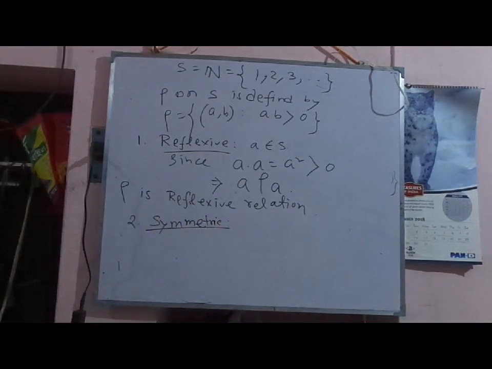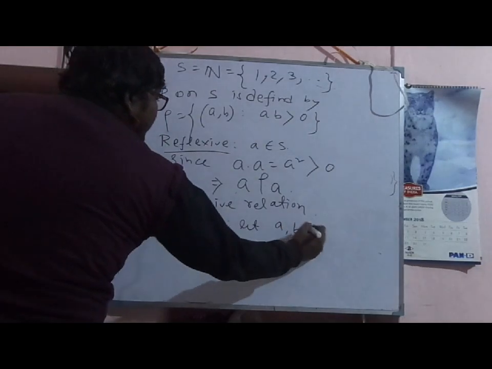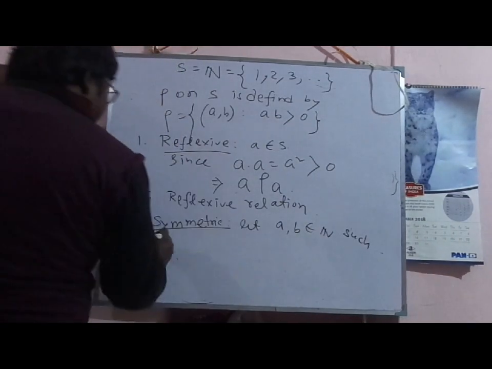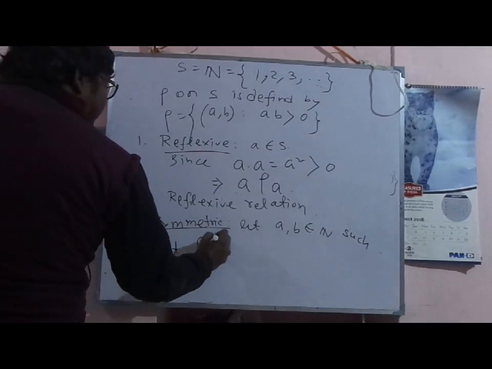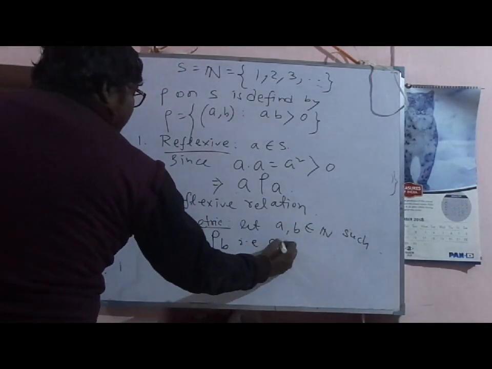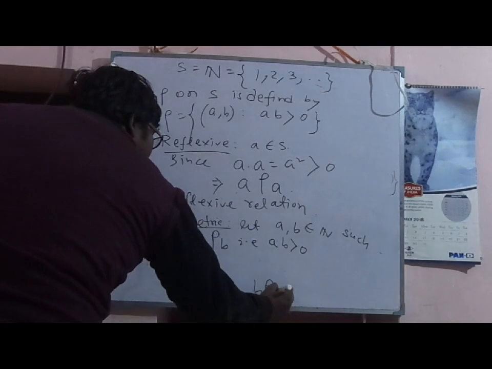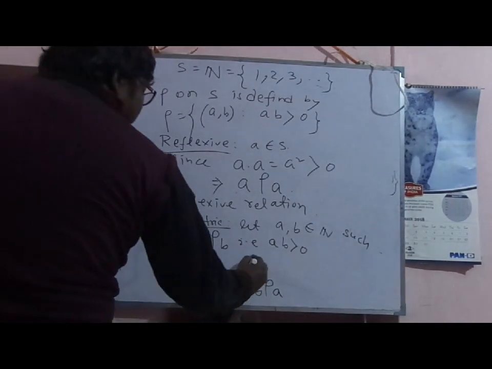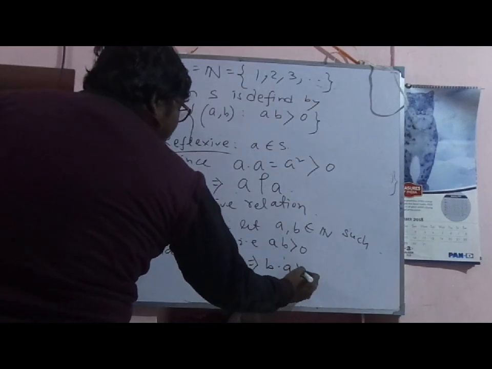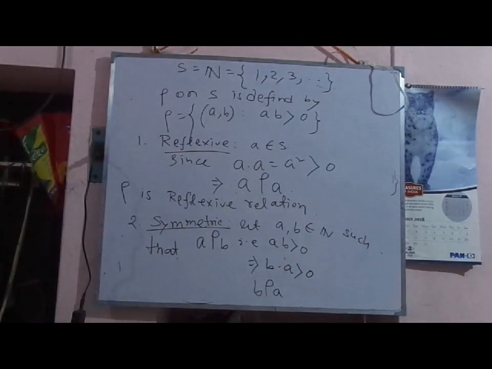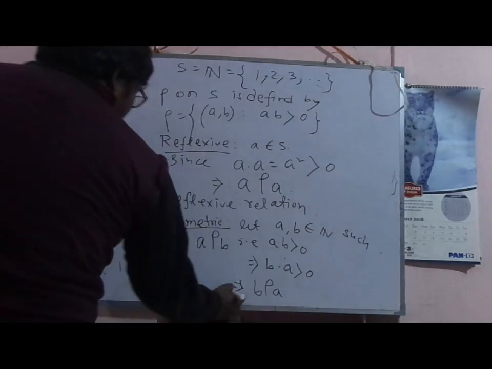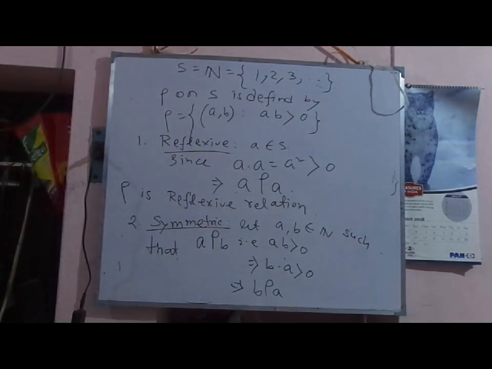For this, we have to choose two elements a and b in N such that a is related with b, that is, ab is greater than 0. We have to check whether b is related with a or not, that is, whether the product ba is greater than 0. Students, you can see that ab greater than 0 implies that ba greater than 0. Therefore, b is related with a. Therefore, the relation is symmetric. Therefore, rho is symmetric.